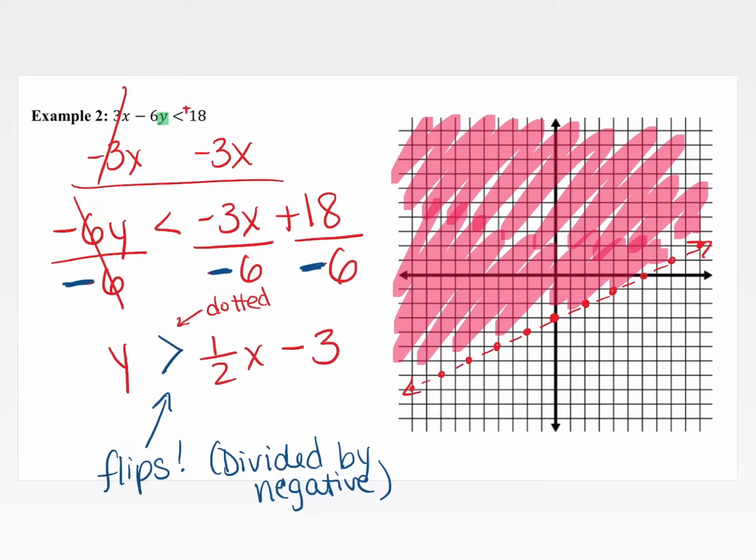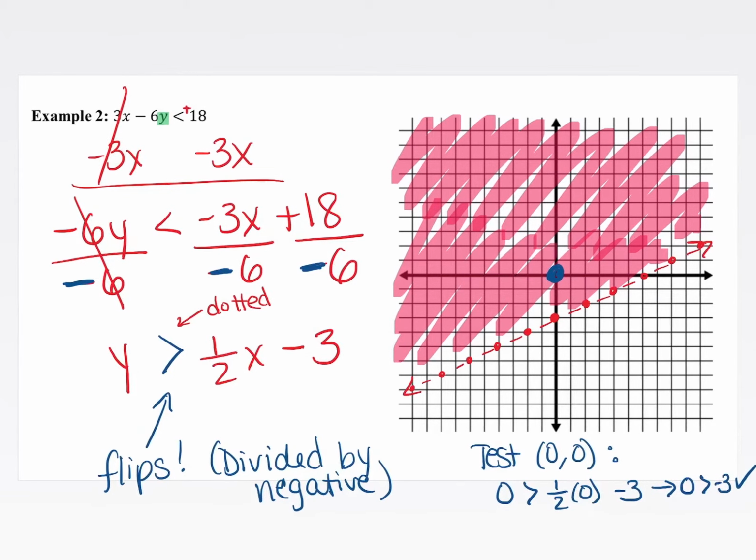So again, we can test a point just to make sure. Let's test the origin. So we will get 0 is greater than 1/2 times 0 minus 3, which just says that 0 is greater than negative 3, which is true. So we are all good there.